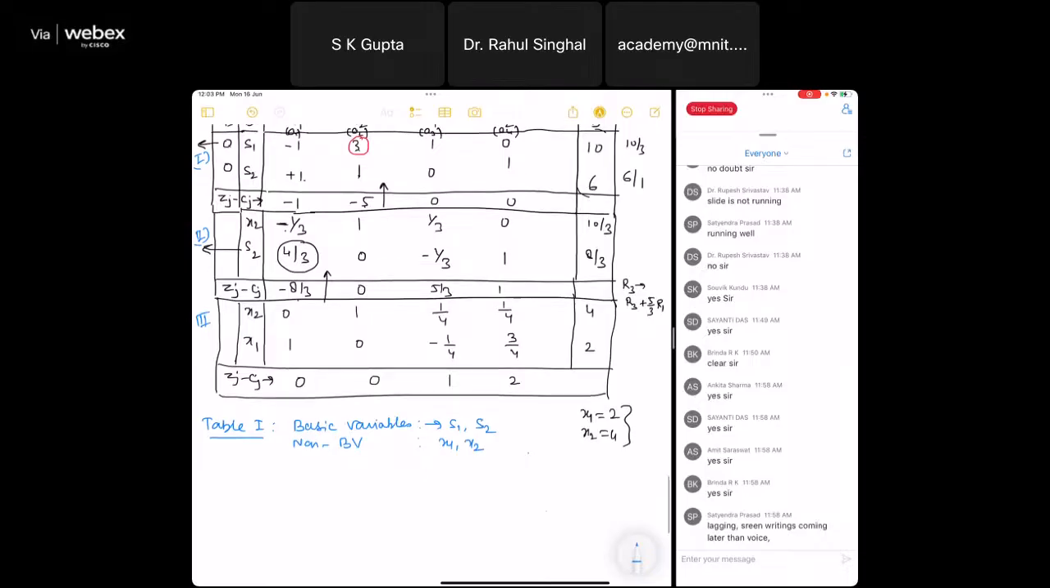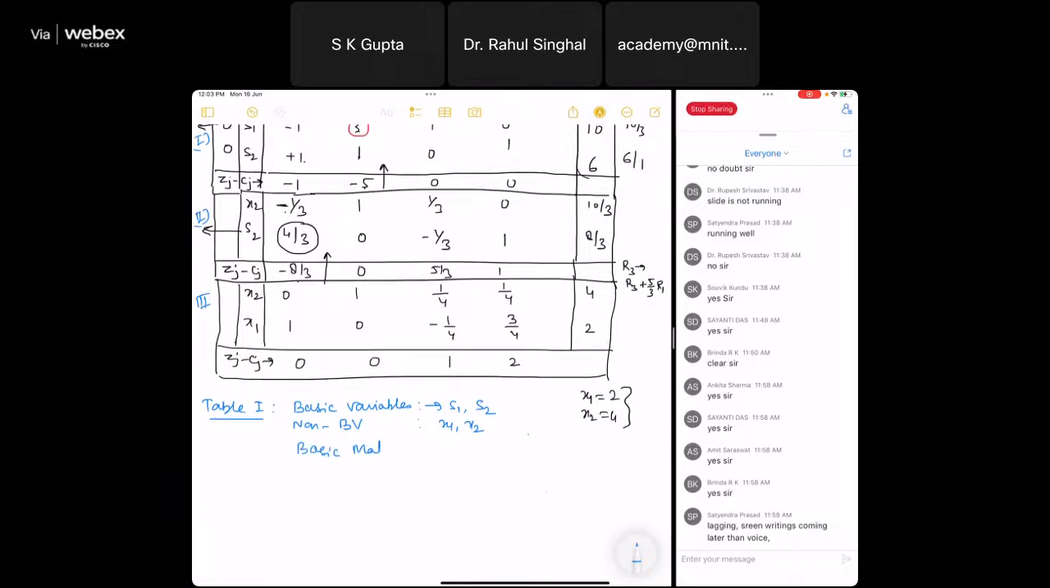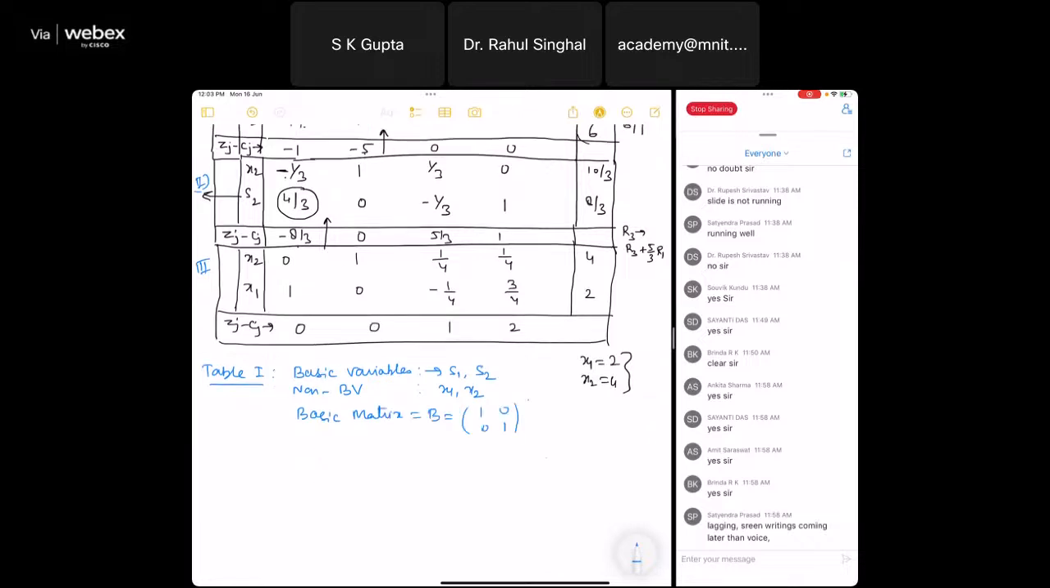What is your basic matrix? What is the basic matrix? Basic matrix is B. See, in basic variables, in defining BFS, where I write B here, this B is called the basic matrix. So what is the basic matrix in this case? In this case, when you put x1 equal to 0 and x2 equal to 0, you are left with s1 and s2, s1 equal to 10 and s2 equal to 6, right? So the basic matrix will be the identity matrix. This will be 1 0 0 1. This is your basic matrix, right?